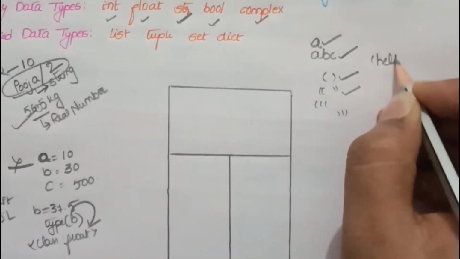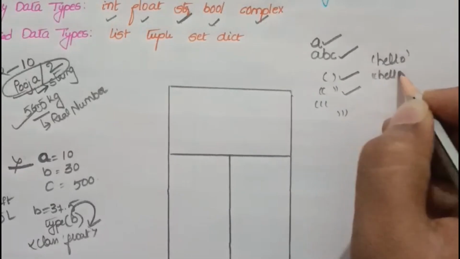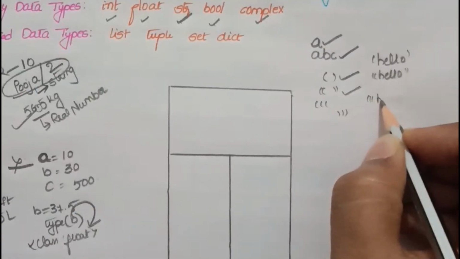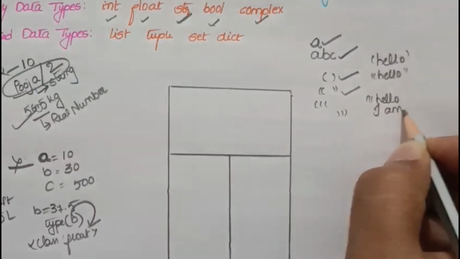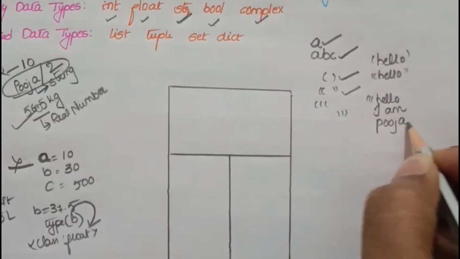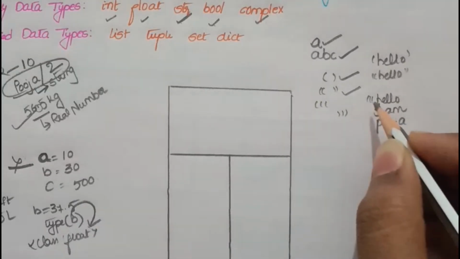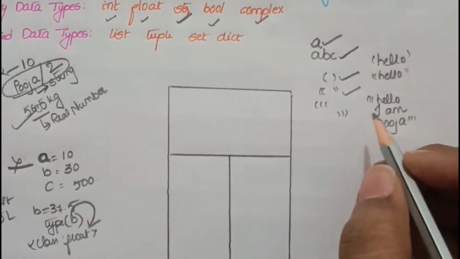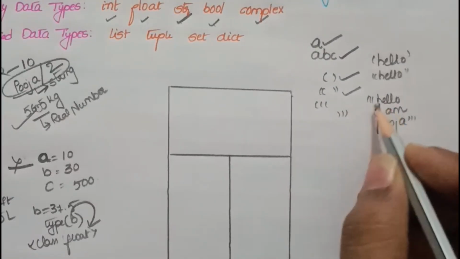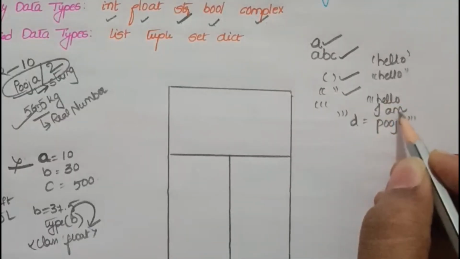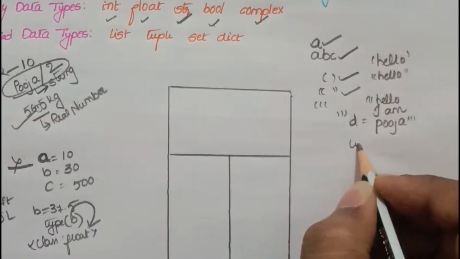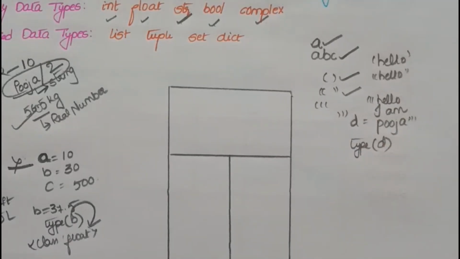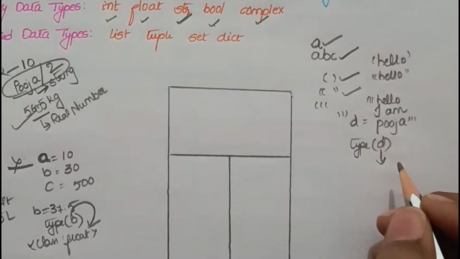For example, 'hello'. You can use double quotes also. If your string is going into multiple lines, like 'hello, I am Pooja', like this. If it is going into three lines, you have to use triple quotes. If you print type of these variables, let's suppose I am assigning this string to variable d. Now if I execute type of d, I will get output as class str, meaning d is an object of class str.